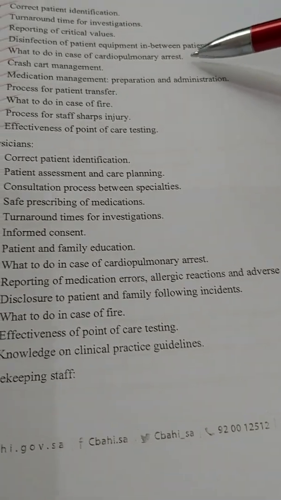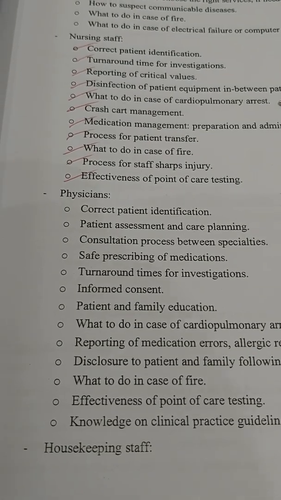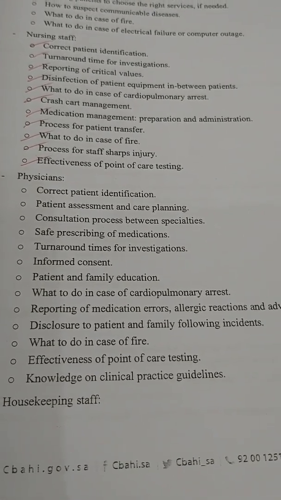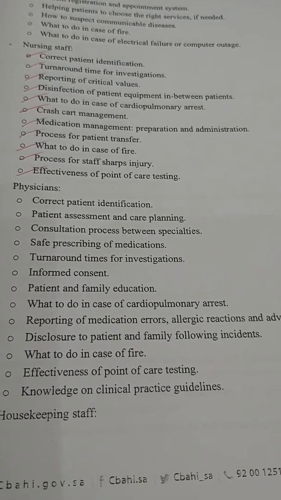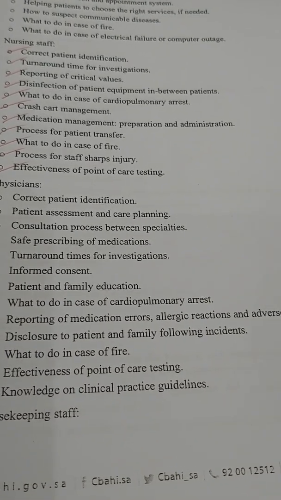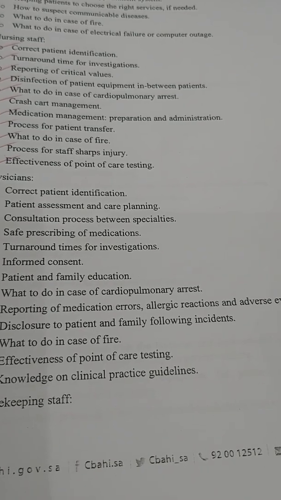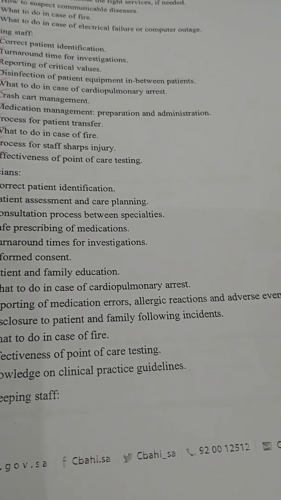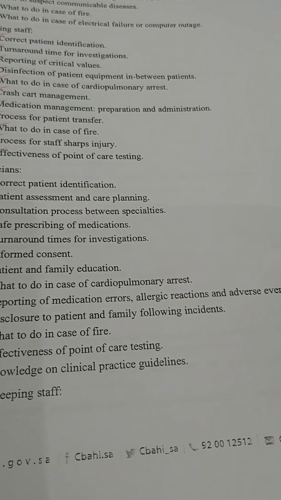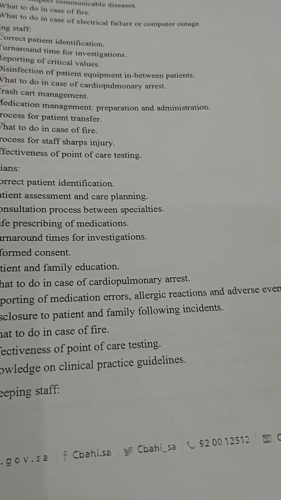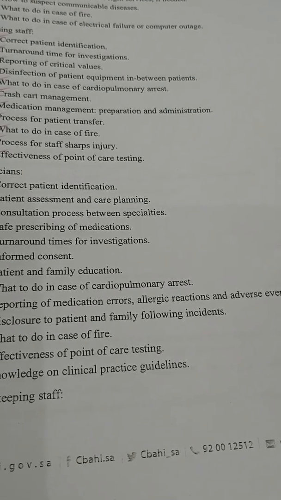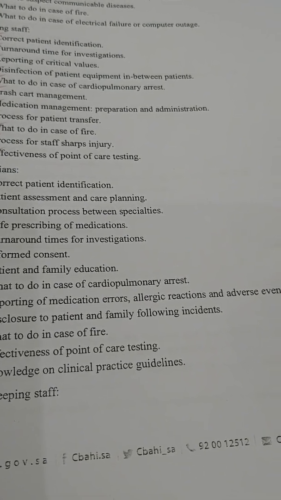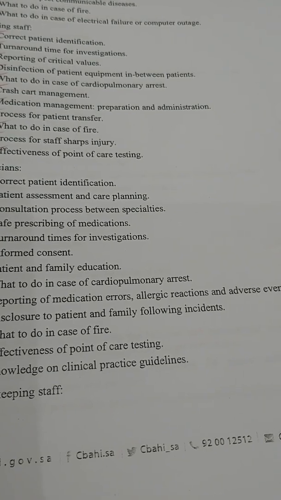Okay, what to do in case of cardio pulmonary arrest? First of all, if you're in a clinic and you suspect a cardio pulmonary arrest, you have to check for the vital signs. If there's no pulse and there's no breath, you call 1050, which is the reception downstairs. Identify your name and your location and ask for code blue. So the rest is the responsibility of the reception.